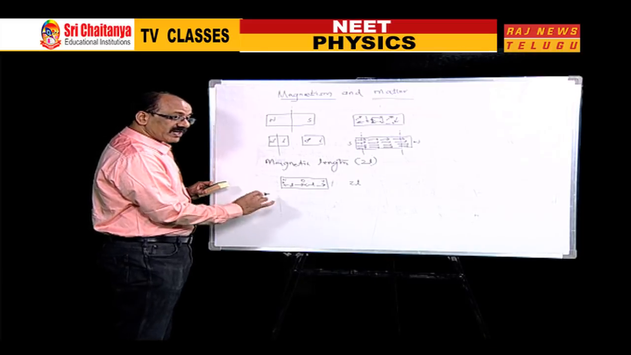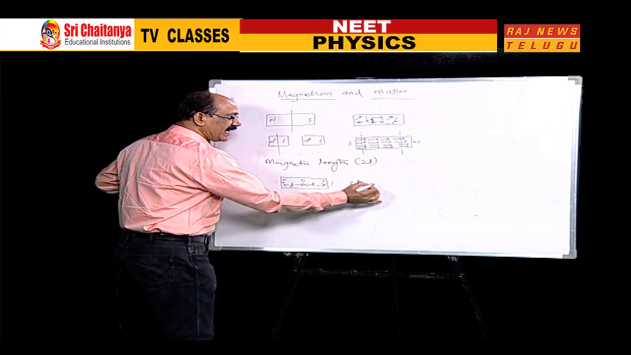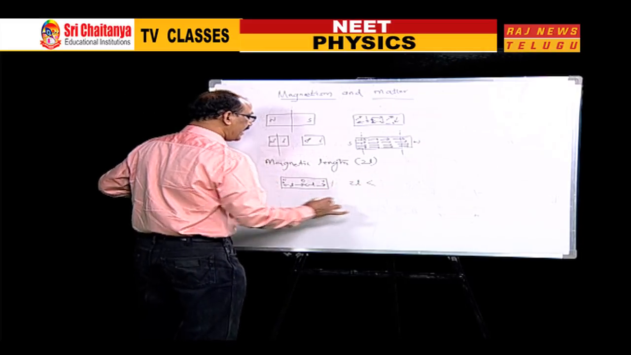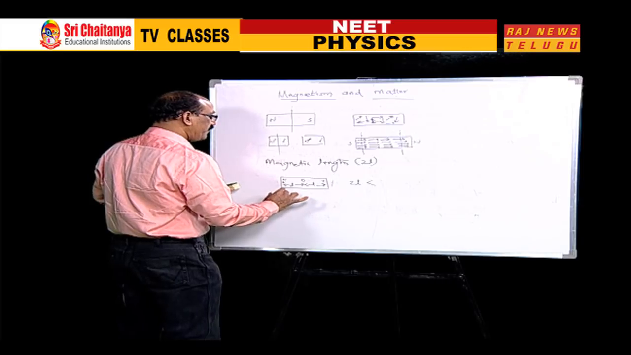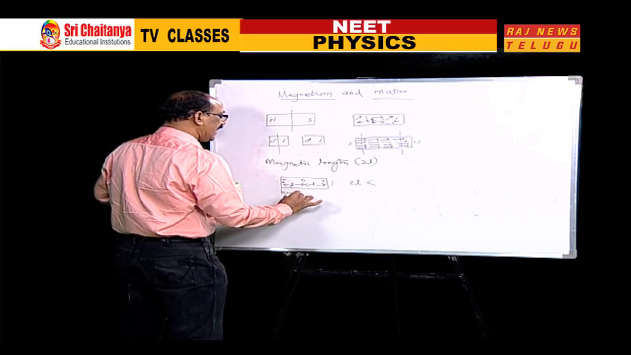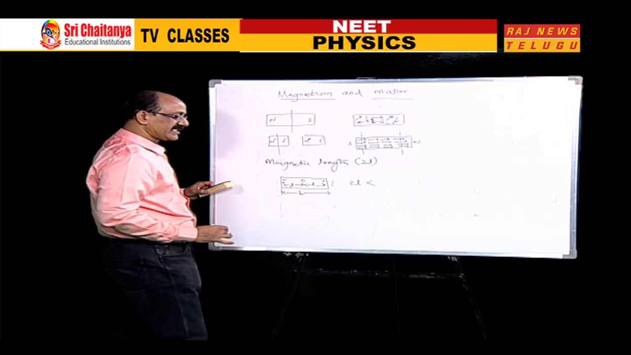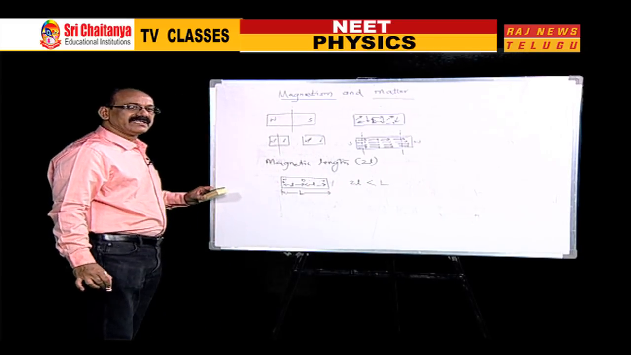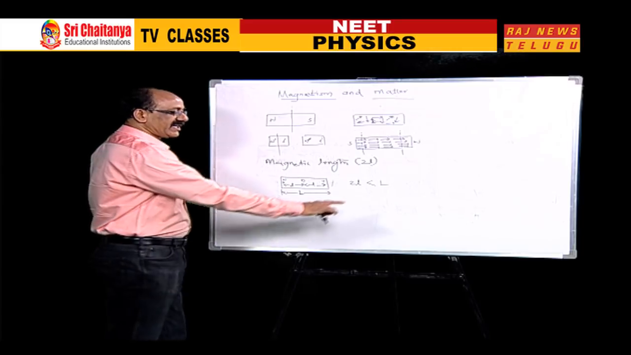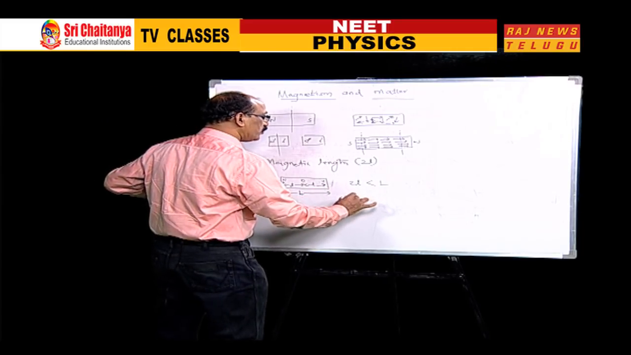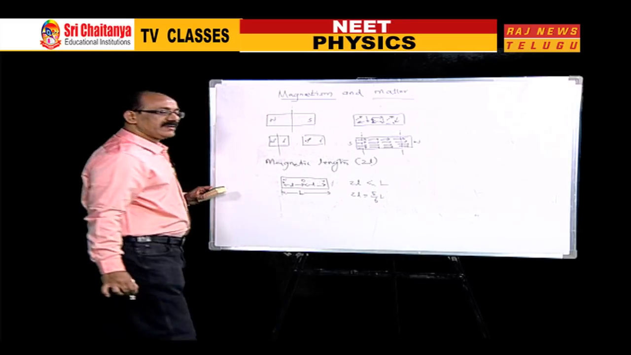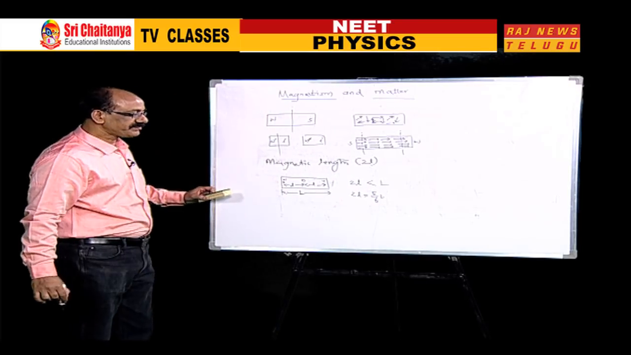And experimentally, it is found that the magnetic length of the bar magnet is less than the geometrical length, that is the length that we measure with the help of a geometrical instrument like a scale. Magnetic length is found to be less than the geometrical length, and experimentally this is found to be 2l equal to 5/6 of the geometrical length.